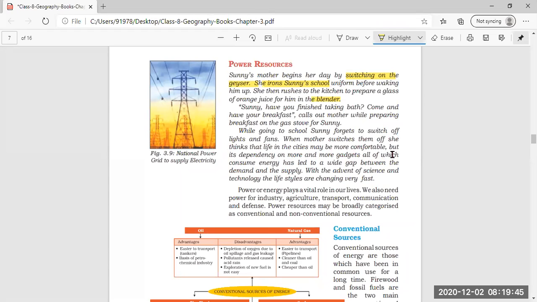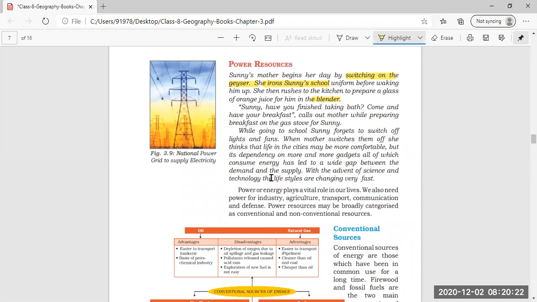When the mother switches them off, she thinks that life in the city may be more comfortable, but its dependency on more and more gadgets, all of which consume energy, has led to a wide gap between the demand and supply. Though we think life in the city is very comfortable, we are dependent on gadgets which consume a lot of energy, and this has led to the wide gap between demand and supply.